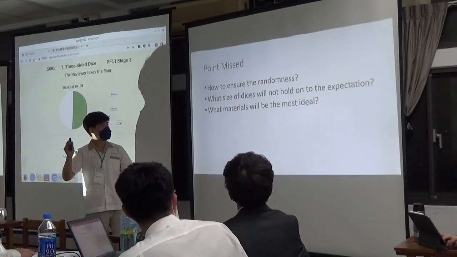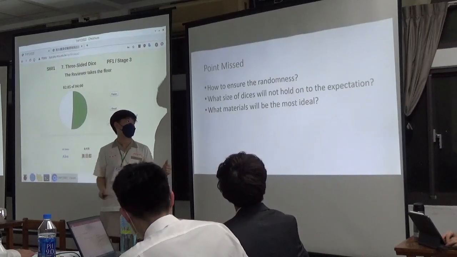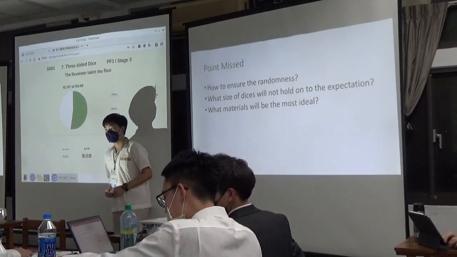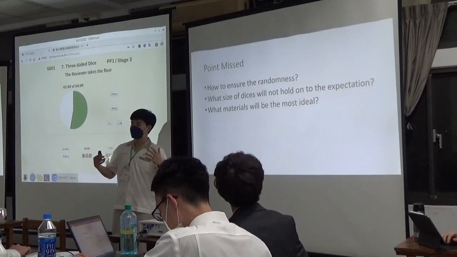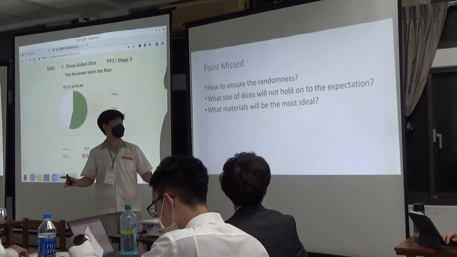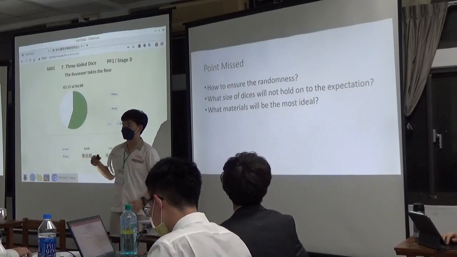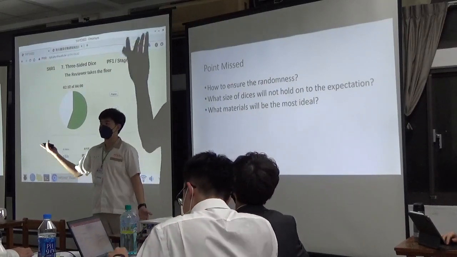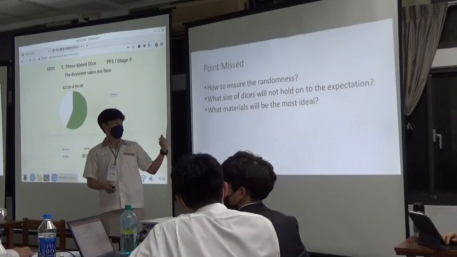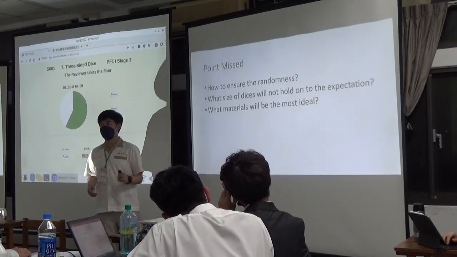Okay, so I made some points that were missed by both of them, and how to ensure the randomness. If we monitor it in a computer, then we can say that it's completely random. But what if we do the experiment on the table or on the floor like the reporter did? And what size of dice will not hold to the expectation?